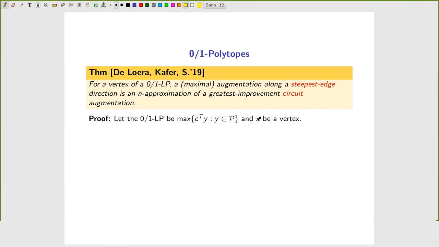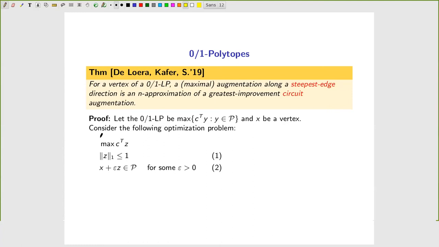Now consider the following optimization problem. I'm taking the objective function here; I want to maximize c transpose z. And now I'm only asking the following. I'm not asking z to be a circuit or an edge or something. I want a vector z which has norm at most one, and such that if I move along that direction, I'm going to be staying inside my polytope. So I'm looking at all vectors of norm at most one such that when I move along them, I'm inside my polytope. Let's take one that maximizes my objective function. Now this is an optimization problem.